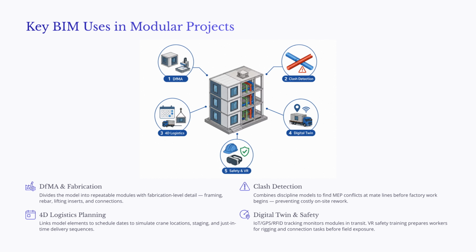Second, BIM enables automated clash detection. In modular construction, many MEP systems are installed inside the modules before they leave the factory. This means that pipes, ducts, conduits, and fire protection systems must align precisely at module-to-module connections, often called mate lines. BIM allows these conflicts to be found digitally before fabrication begins.